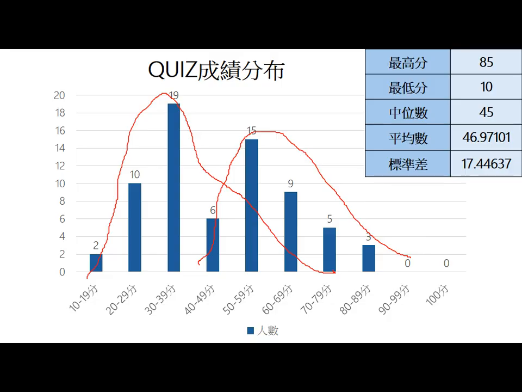Maybe we already have 1 or 2 weeks left. So maybe you can tell me what I can do to help you improve your study, because now we have very clear evidence that we have a second category of students. In the quiz, you can see the average is 45. So if your score is more than 45, then you already beat 50% of the students.